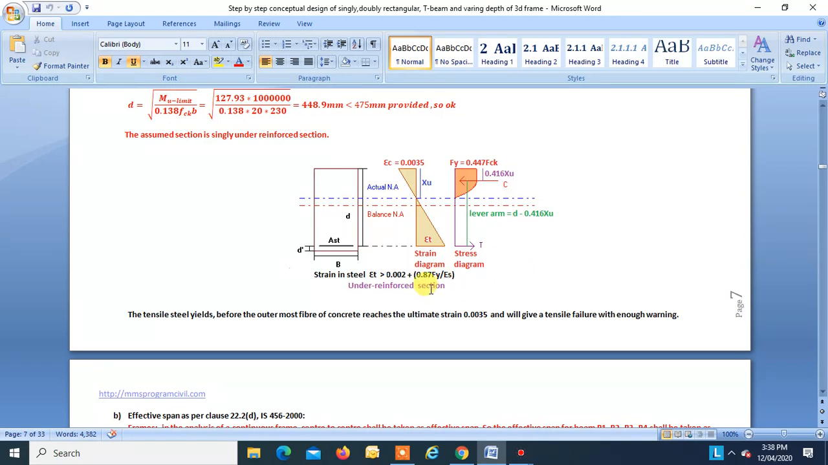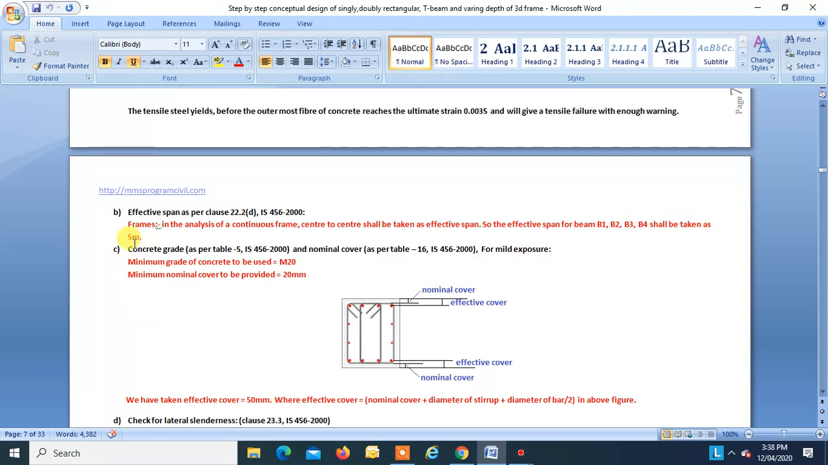under-reinforced section, okay? Now you have to check how to find the effective span, okay? You have to find the effective span as per clause 22.2d of IS 456-2000, which states, in the analysis of continuous frame, center to center shall be taken as effective span. So the effective span for beam 1, 2, 3 and 4 shall be taken as 5 meters, okay? Because the center to center distance we just saw above in the figure is 5 meters.